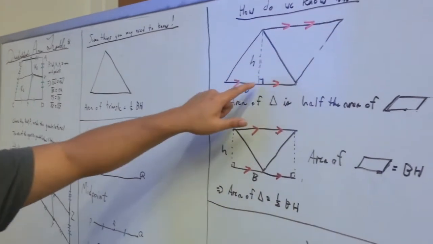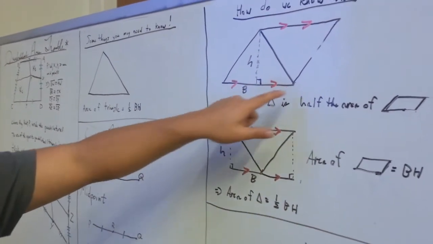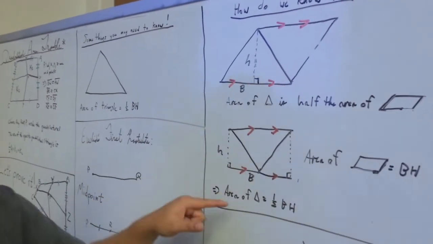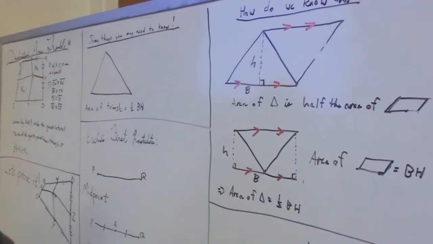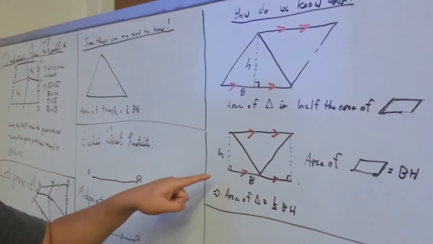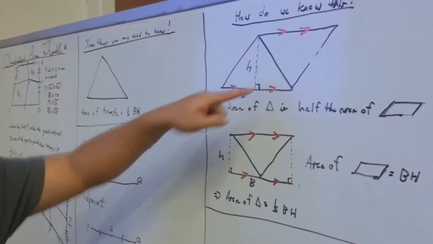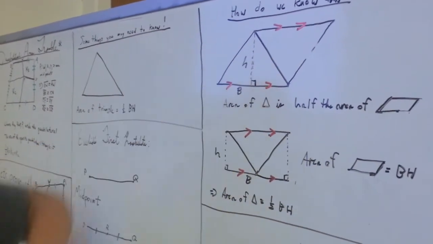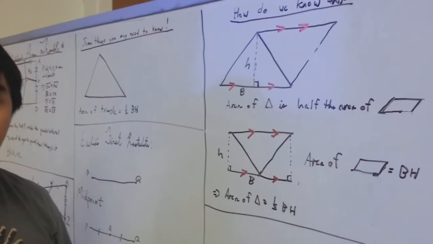Now, because the size of the base is conserved when we make that move, we now have a rectangle. We all know what the area of a rectangle is: it's just the base times height. And by deduction, now that we know the area of the parallelogram is base times height, and the triangle is half the area of the parallelogram, the area of the triangle is just half the base times height.